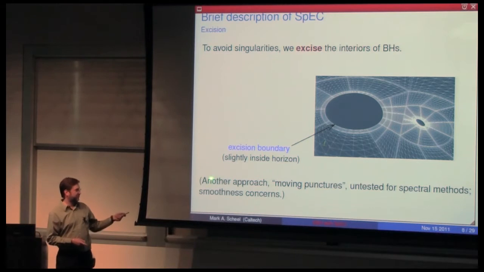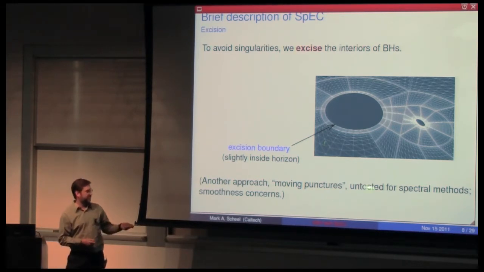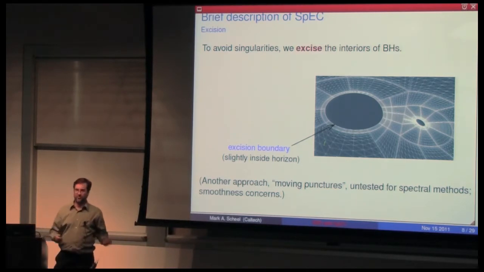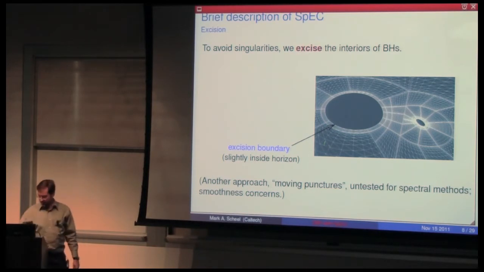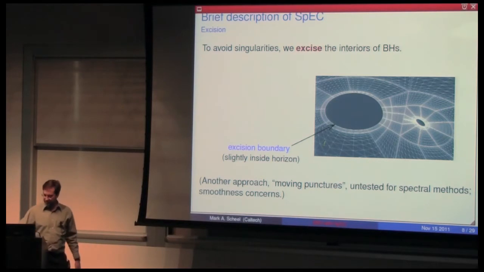There's another method that's used by most other groups, which is called moving punctures, and this is basically untested for spectral methods, where there are concerns in this method about smoothness, because spectral methods need smooth solutions in order to converge quickly.